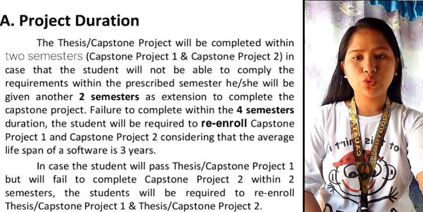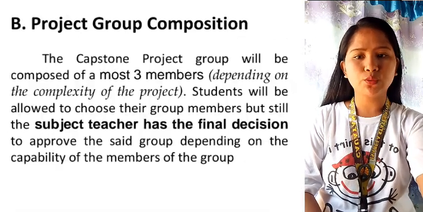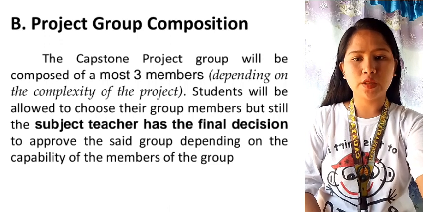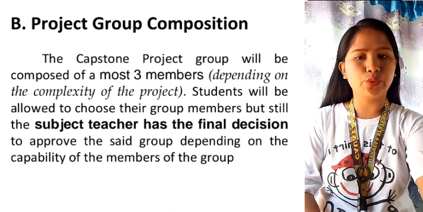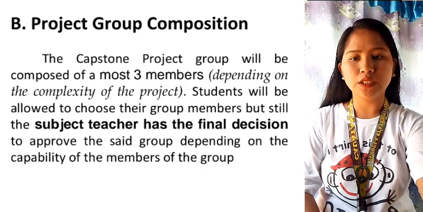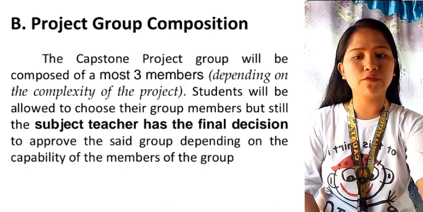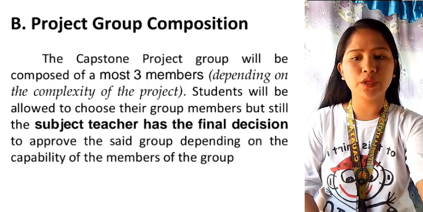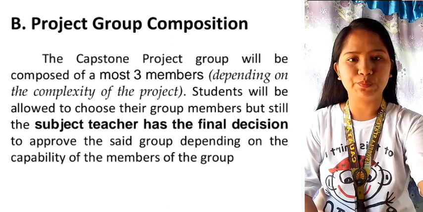B. Project Group Composition. The Capstone Project Group will be composed of at most 3 members, depending on the complexity of the project. Students will be allowed to choose their group members, but still the subject teacher has the final decision to approve the said group depending on the capability of the members of the group.